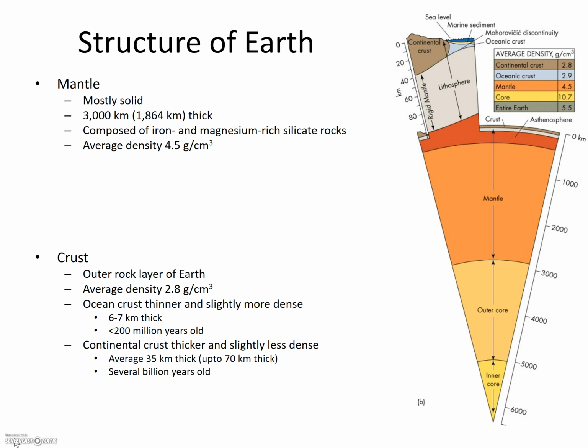So on average, the oceanic crust is 6 to 7 kilometers thick and less than 200 million years old, as compared to the continental crust, which is on average 35 kilometers thick, but up to 70 kilometers thick, and can be several billion years old.